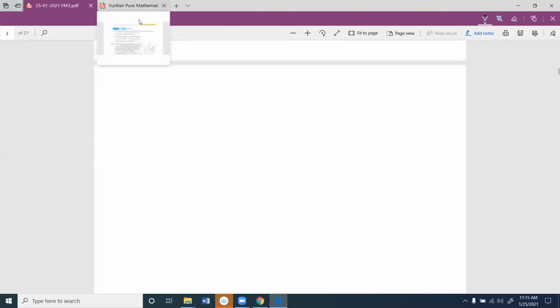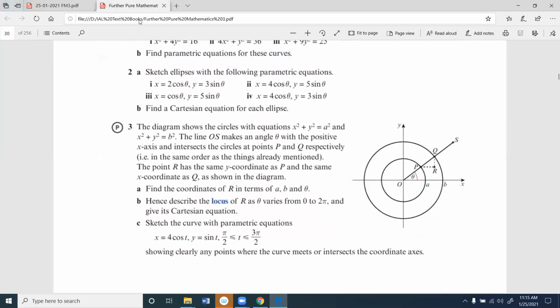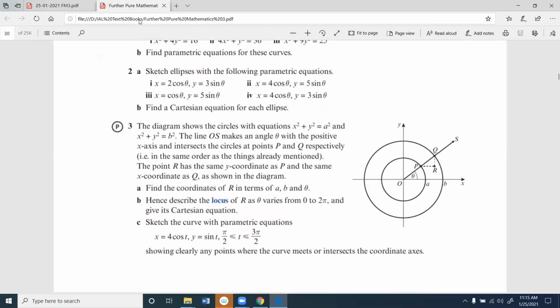Then, let's go to this question. This is not really a different one actually. Only thing is the form. The diagram shows circles with the equations x squared plus y squared equals a squared and x squared plus y squared equals b squared. Line OS makes an angle theta to the positive x-axis and intersects the circles at points P and Q. The point R has the same y coordinate as P and the same x coordinate as Q. Find the coordinates of R in terms of a, b, and theta. Let's see how you need to find this value.